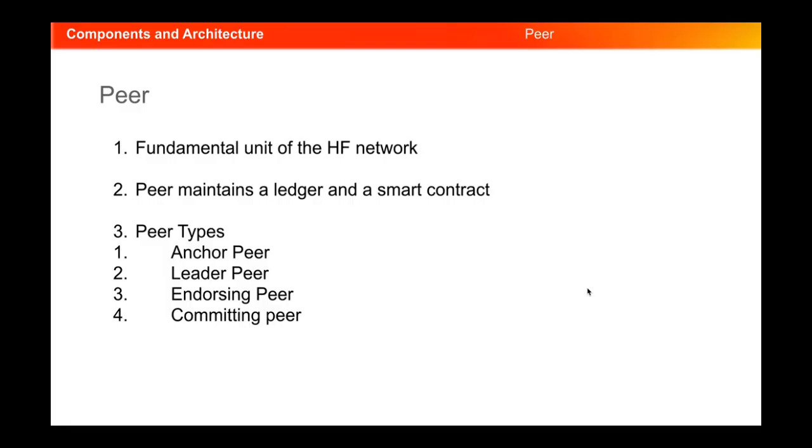What do you mean by leader peer? This peer node receives a new block from the orderer and shares it with other peers using the gossip protocol. What do you mean by endorsing peer? Endorsing peers have chaincode installed on them, and endorsing peers simulate and endorse transactions. What do you mean by committing peers? Committing peers verify endorsement and validate the transactional result before committing the transaction to the blockchain.